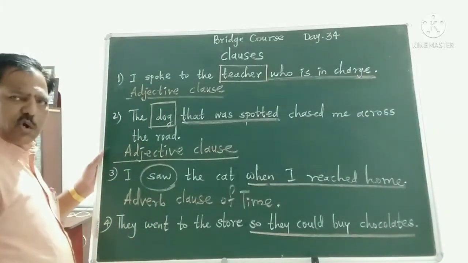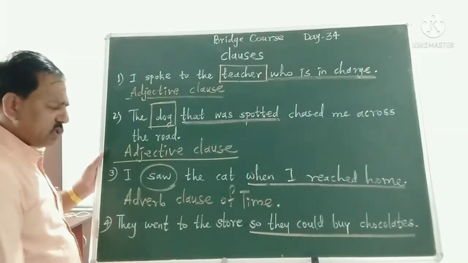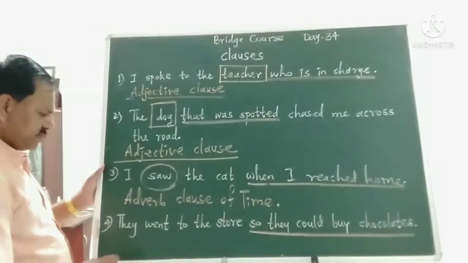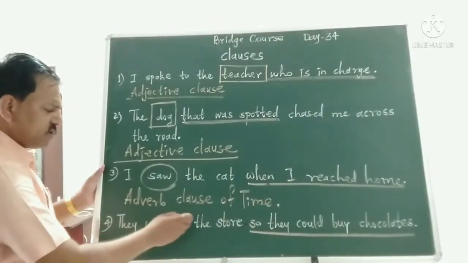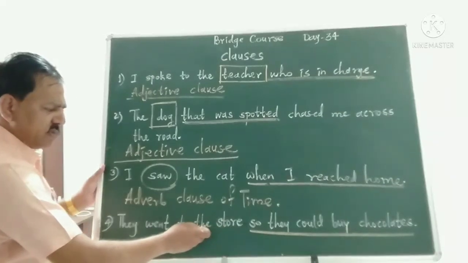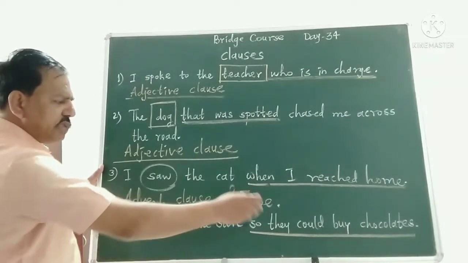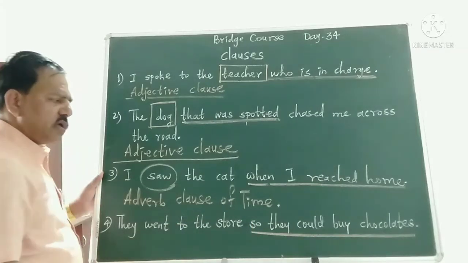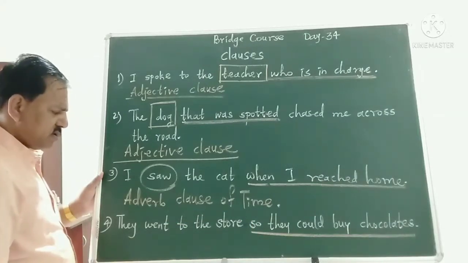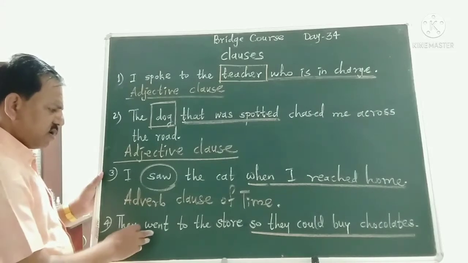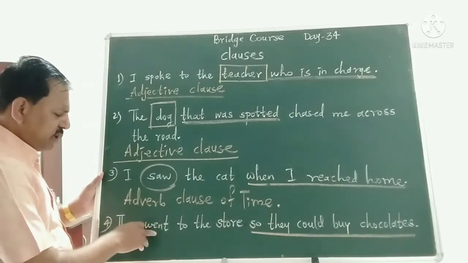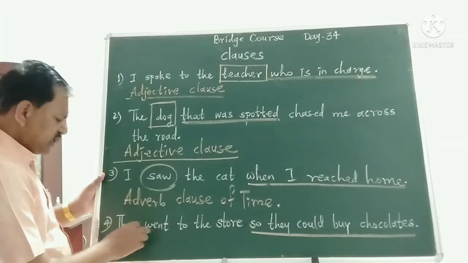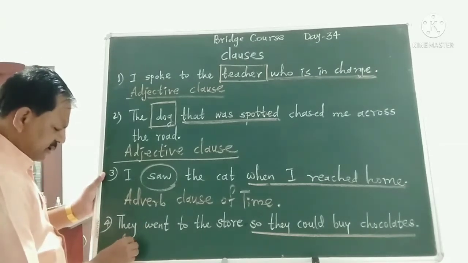So they could buy chocolates. This is subordinate clause. Now, what is the function of this subordinate clause? They went to the store so they could buy chocolates. So this subordinate clause gives the reason of the verb, action of the verb went, and that's why this is adverb clause of reason.